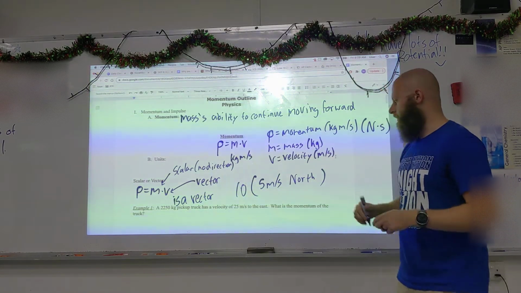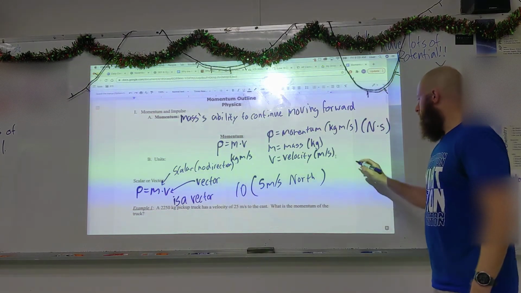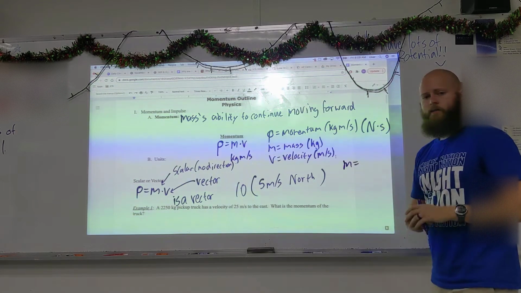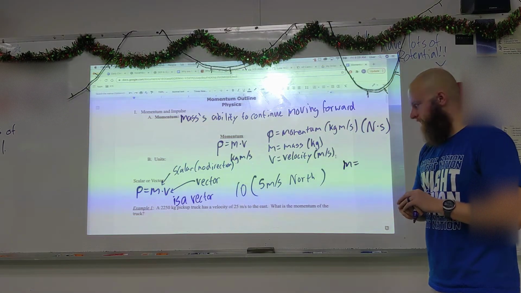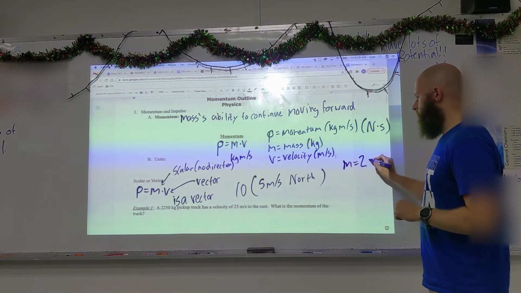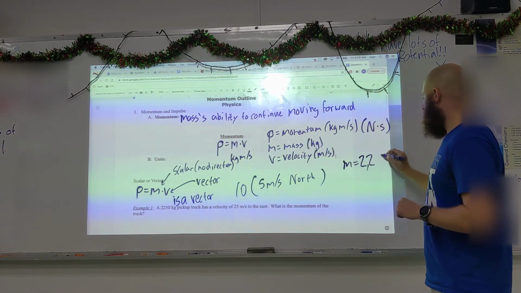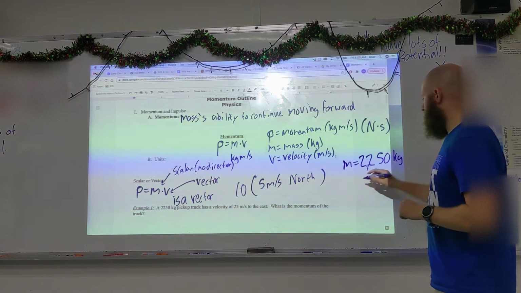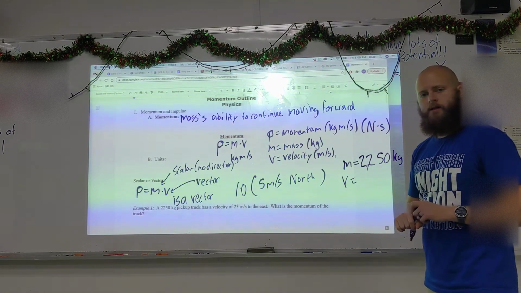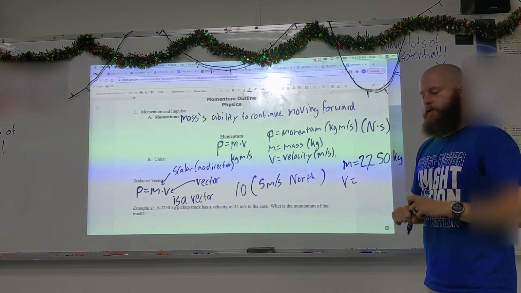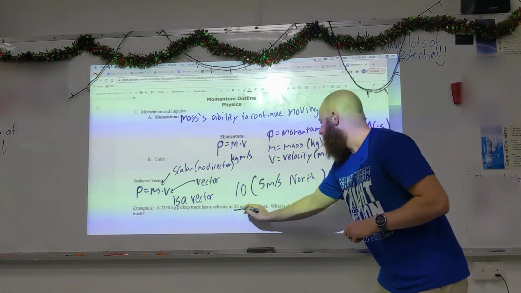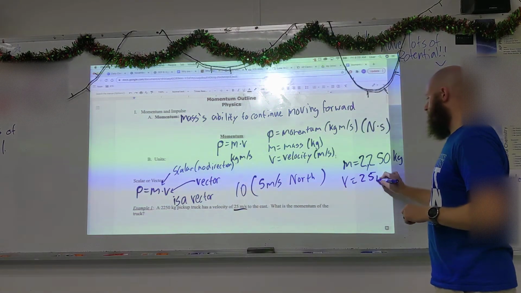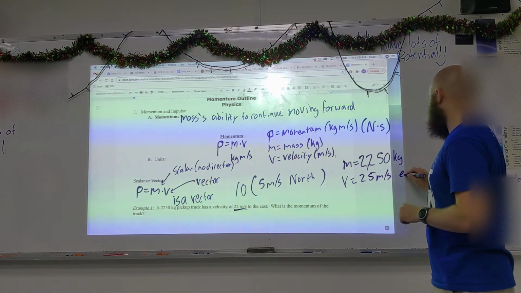So let's go ahead and define our variables like we normally do. What is our mass? Yes, that's correct. Our mass is 2,250 kg. And what is our velocity? Yes, that's correct. Our velocity is this 25 meters per second to the east.